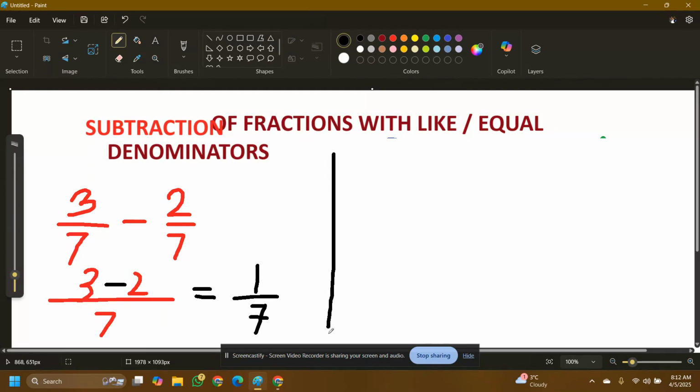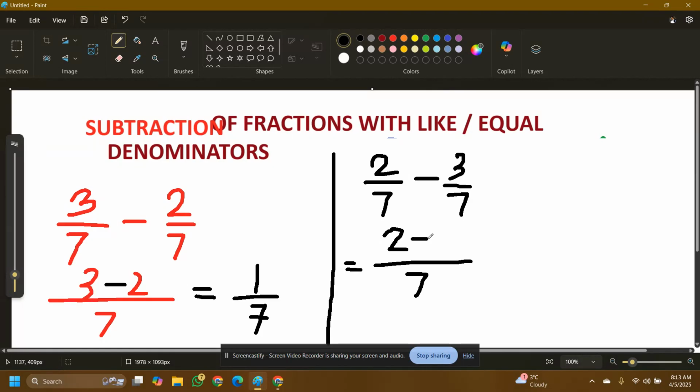The other one which I can show is 2/7 minus 3/7. Okay, this one also has the same denominator. So I'm using a 7 over here. 2 minus 3. So friends, over here we have 2 minus 3. What is the answer going to be? The answer is going to be -1/7. Why? Because 3 is greater than 2.